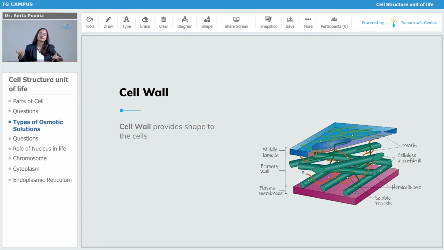Now what does the cell wall do? As I told you, the cell wall primarily gives shape to the cell, because it's the outermost envelope. So it is mainly responsible for giving shape to the cell. The cell wall also provides mechanical strength to the plants. The growth of the cell wall determines the growth of the cell. If the cell wall is growing, the cell will grow. So the growth of the cell is based on the growth of the cell wall.